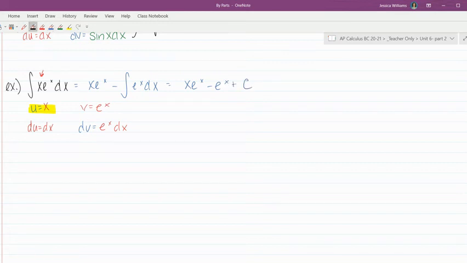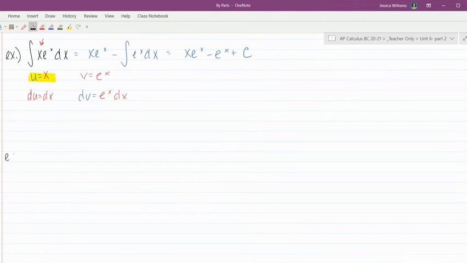All right, last one. What about this one?